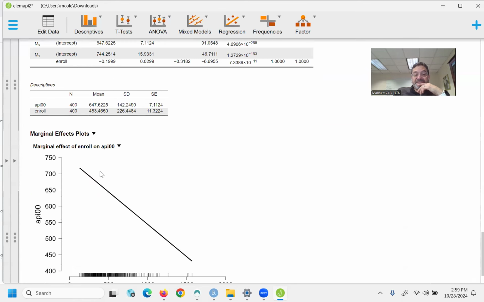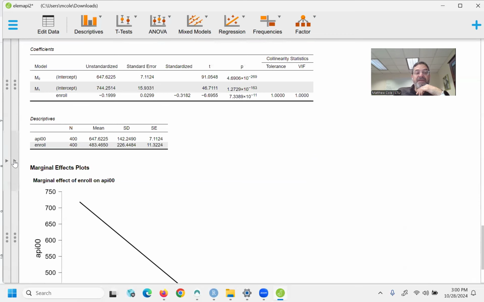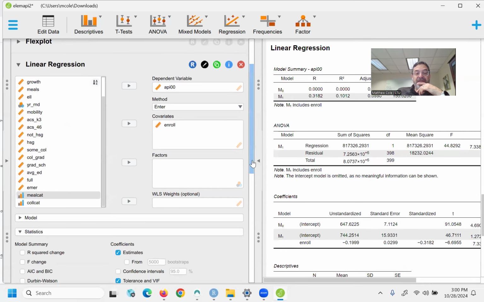So this is reflected here in this marginal effects plot, which shows us that, regardless of whether it's a nonlinear relationship, from a best fit line perspective using linear regression, we predict that API drops accordingly with an increasing number of students enrolling, using this best fit line. And we can add some things to that line.